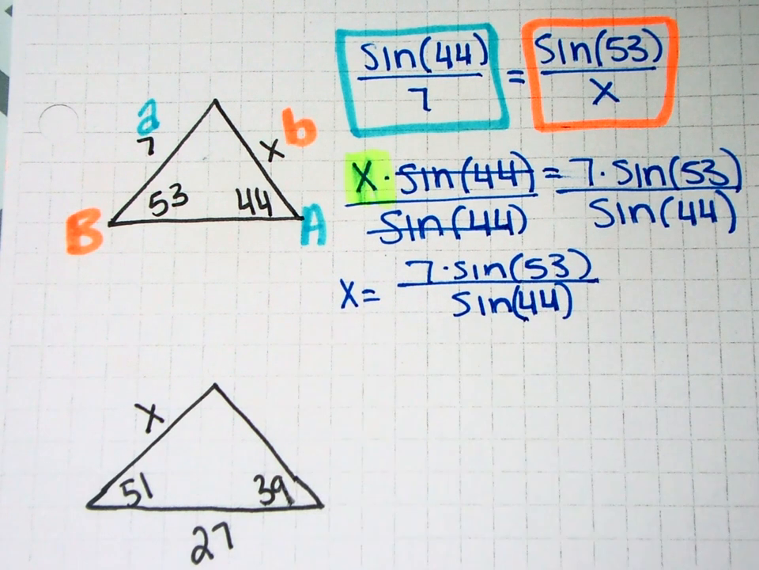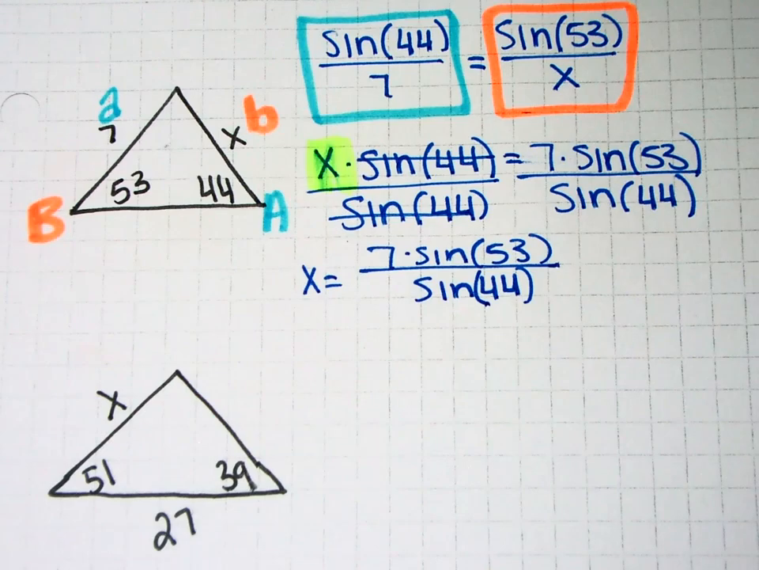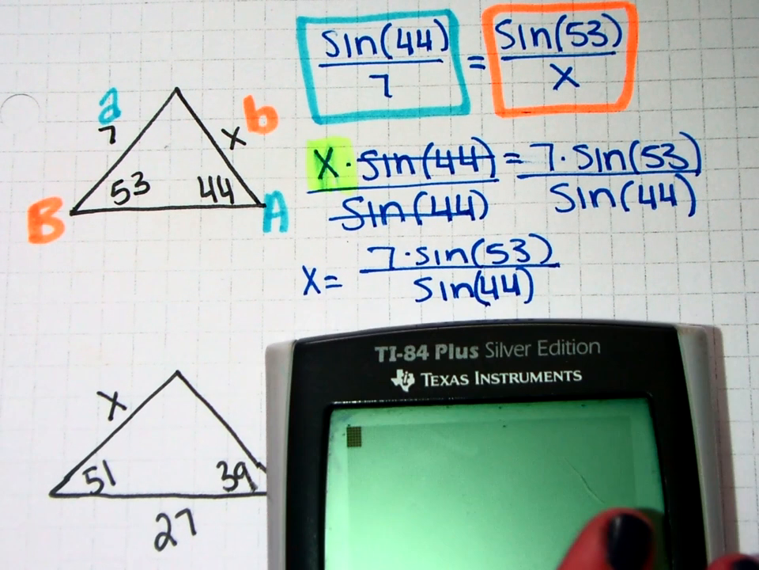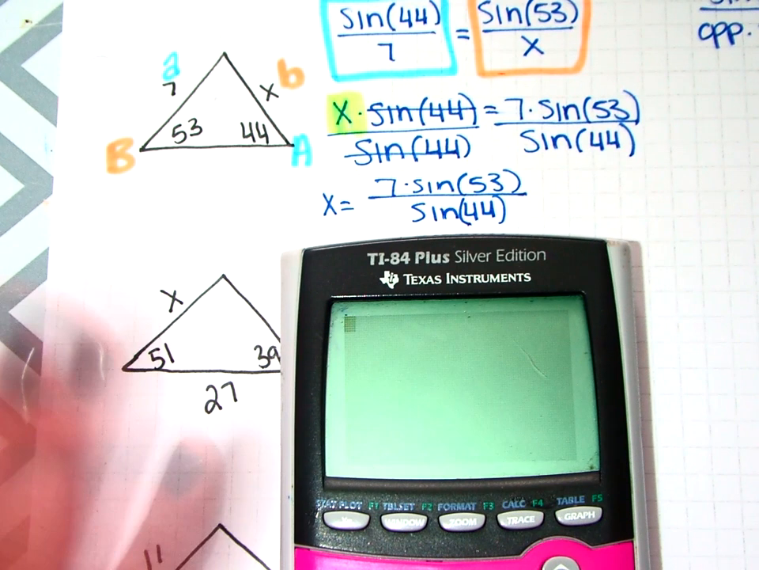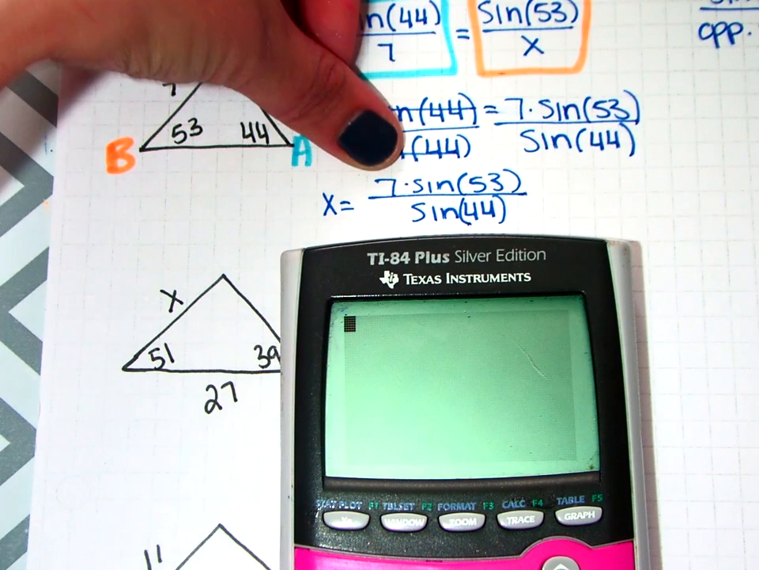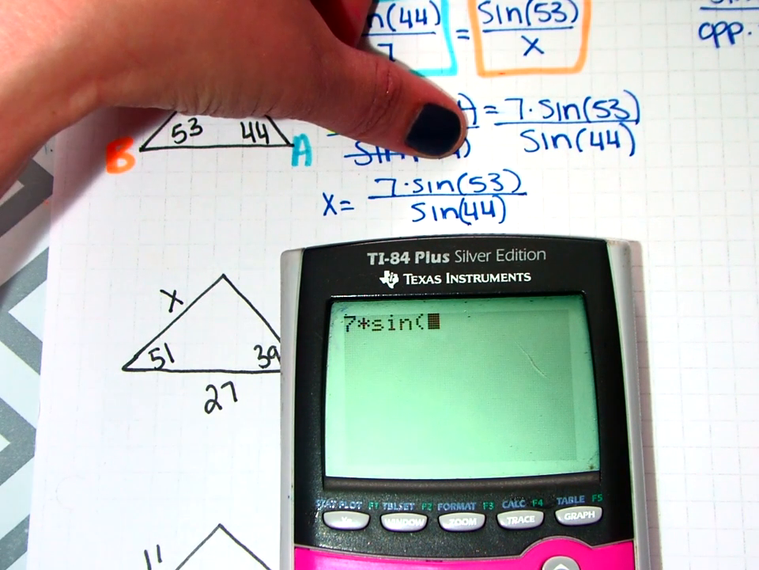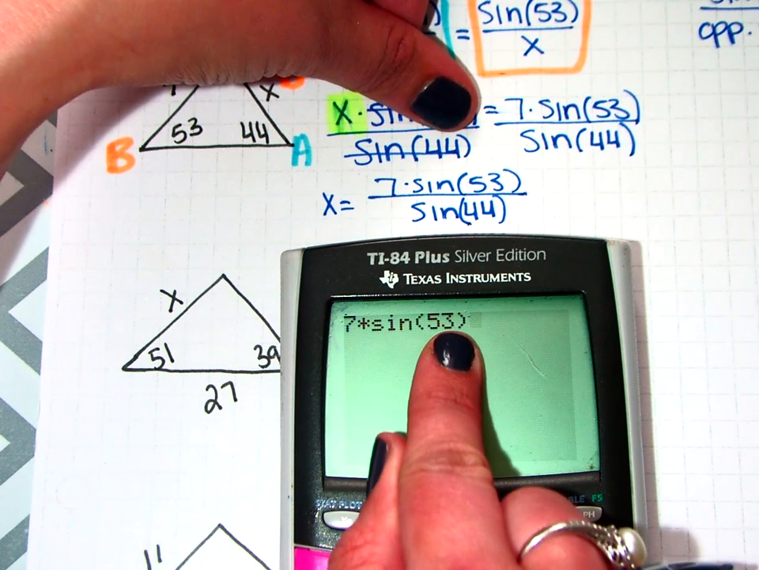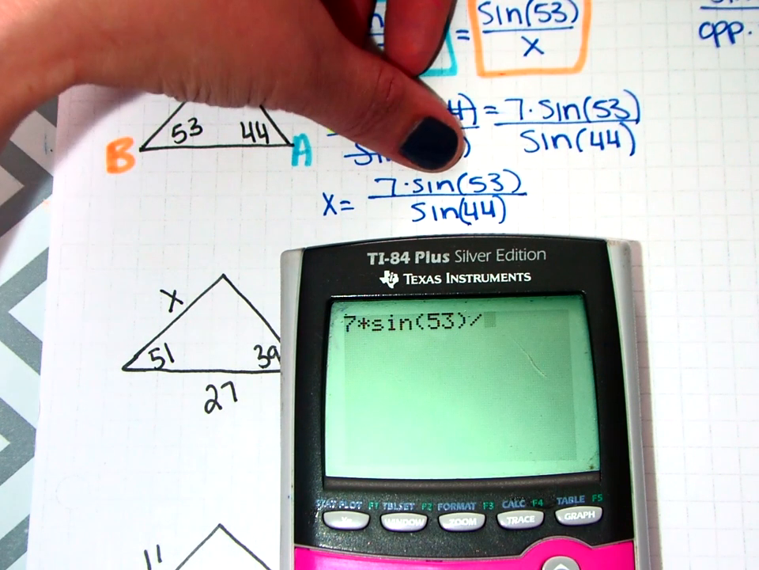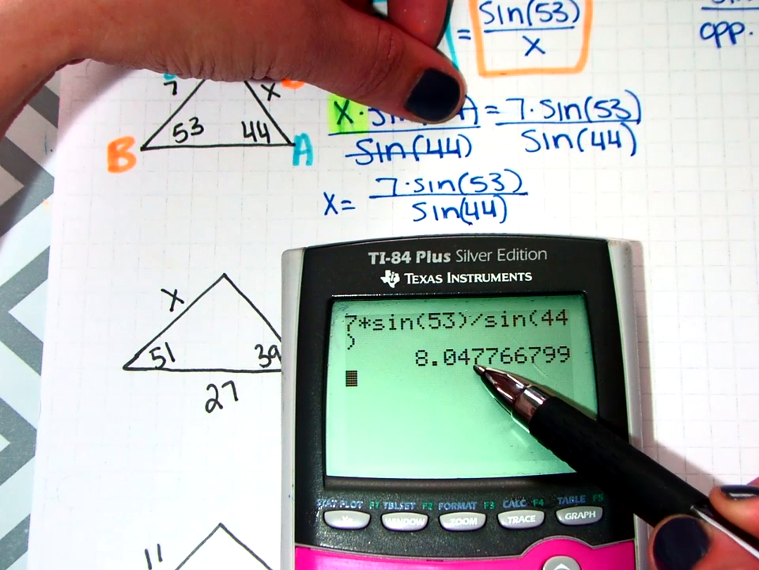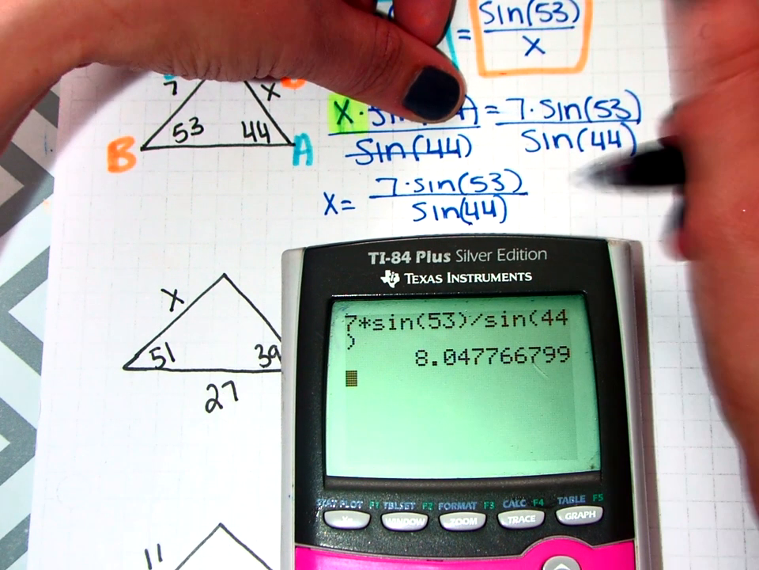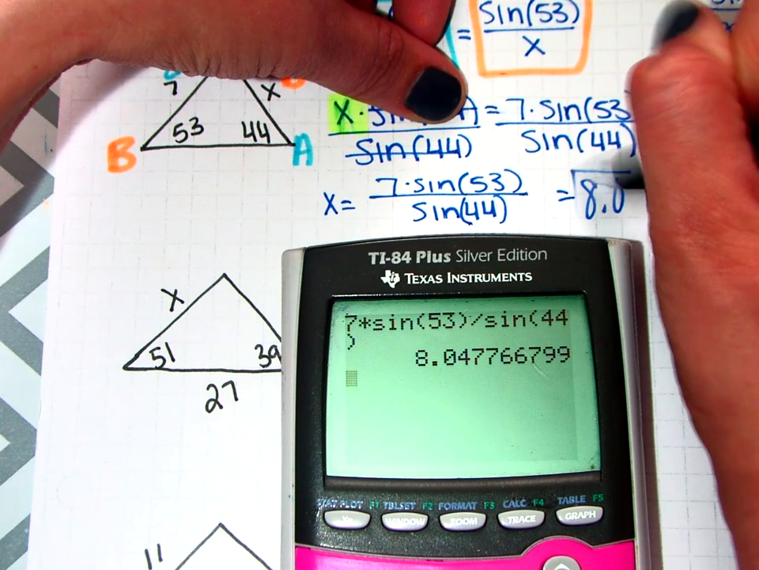Now my x value is isolated, so I can pick up my calculator, and this is still trig, so I still want to check the mode. By pressing the mode button, I pull up all of this info. Degree is highlighted, which is a good thing, so I'm going to press clear and move on. I'm going to type it in how I see it: 7 times sine of 53, closing your parenthesis, which is very important when you're dividing, by sine of 44. If I round to the nearest tenth, this 4 is not high enough to bump the 0 up to 1, so my answer is just 8.0 or 8.